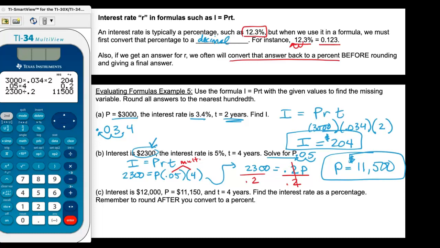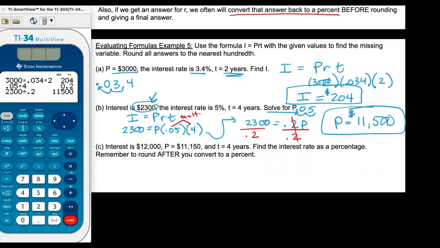Okay, so last one. So in this case, I'm going to write down my formula again. I equals P R T. My interest is $12,000. My principal is $11,150. My rate I'm trying to solve for, so I'm not given the rate, so that's how I know I need to solve for it. And then the time is 4 years, so I put a 4 there.